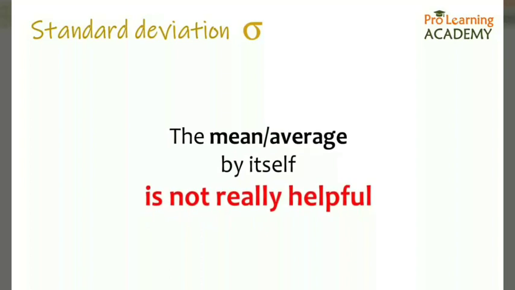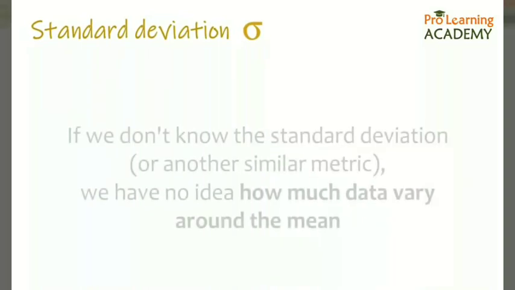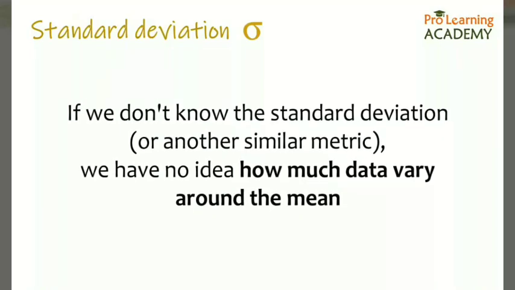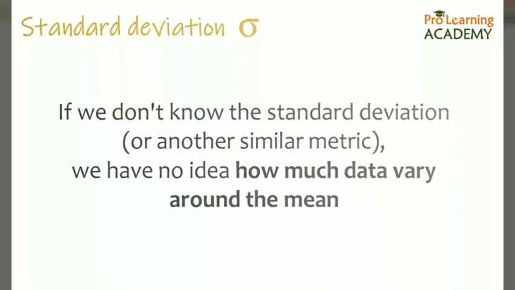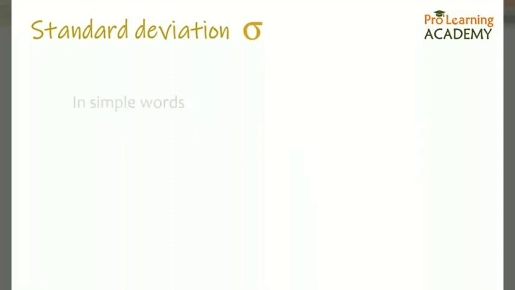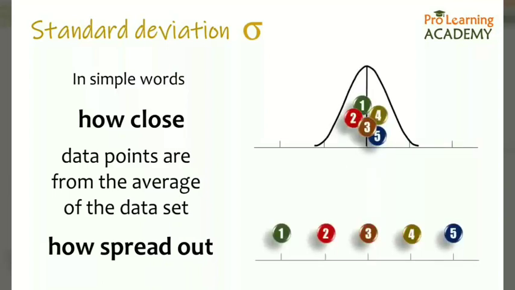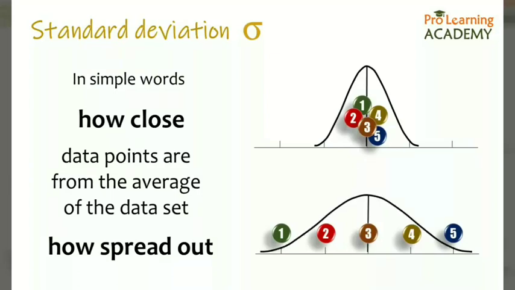Let's understand this. The average by itself is not really helpful. If we don't know the standard deviation, we have no idea how much data vary around the mean. So standard deviation, in simple words, is how close or how spread out data points are from the average of the data set.